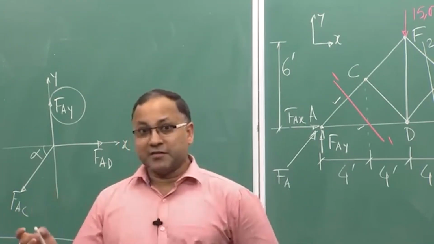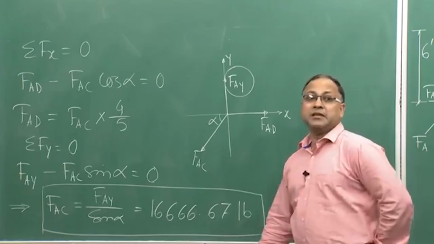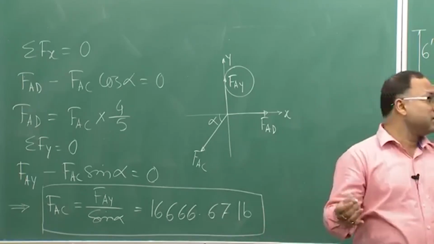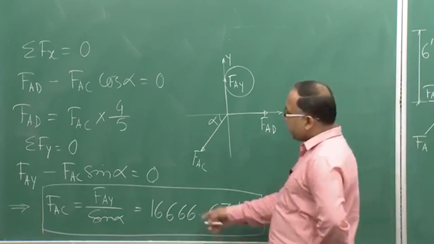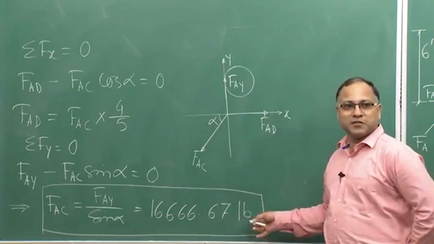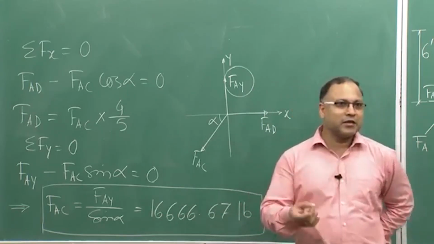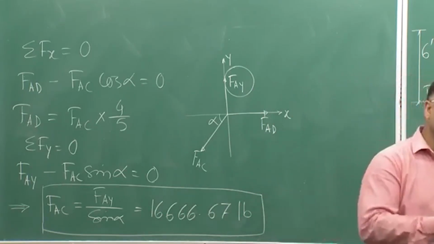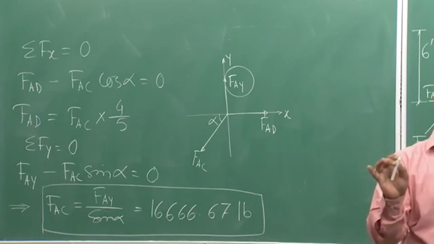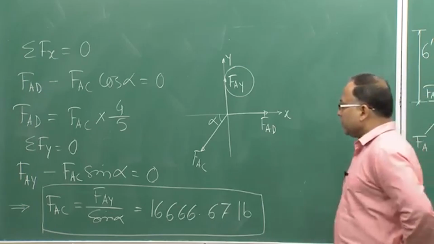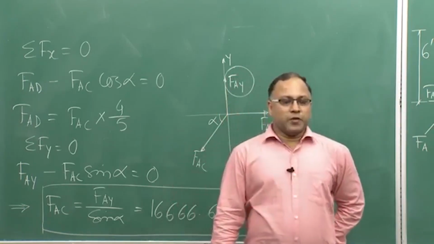So, now you can check, if you consider FAC as tension as well as FAD as tension, then you will be seeing that FAC value will be coming negative of this. So, that will indicate that whatever direction you considered before starting the analysis, that is not correct. Okay? Fine. So, I will stop here today.